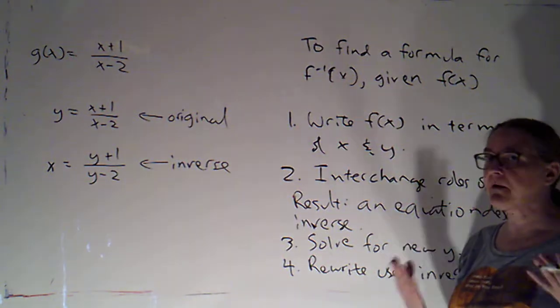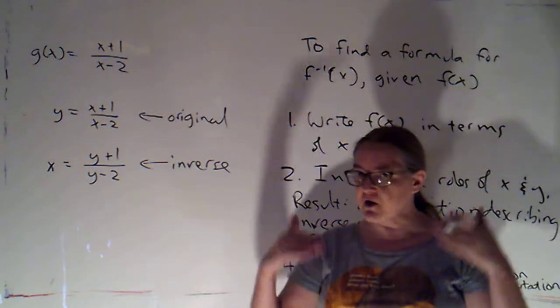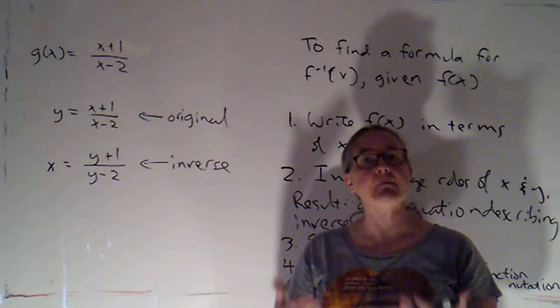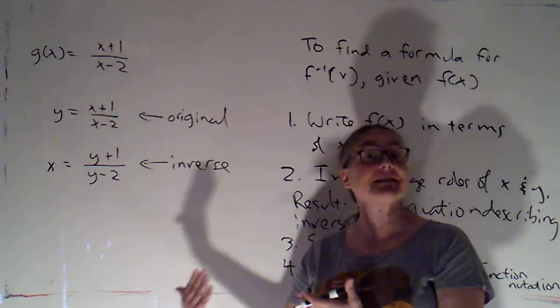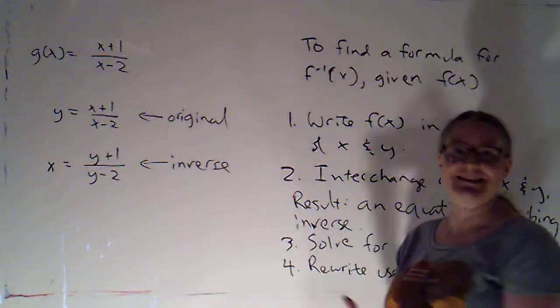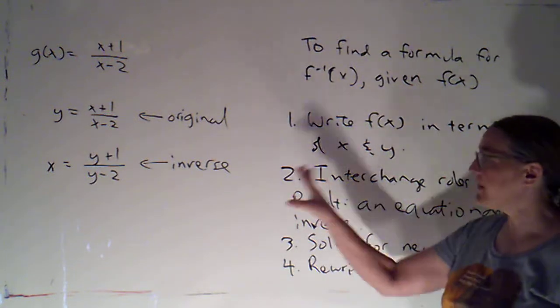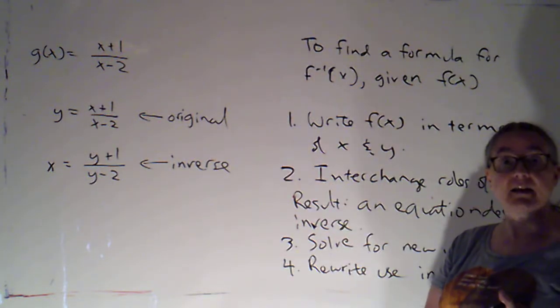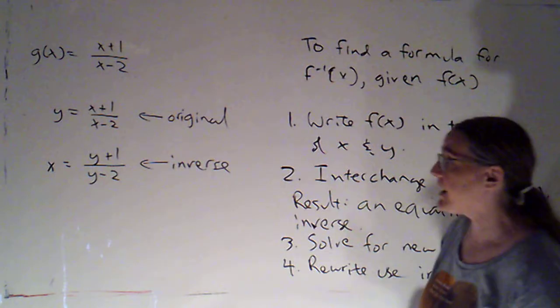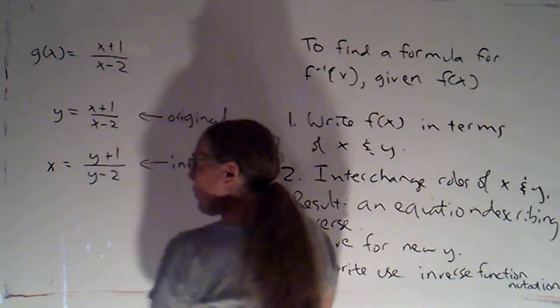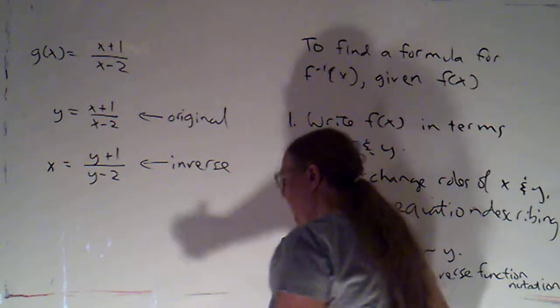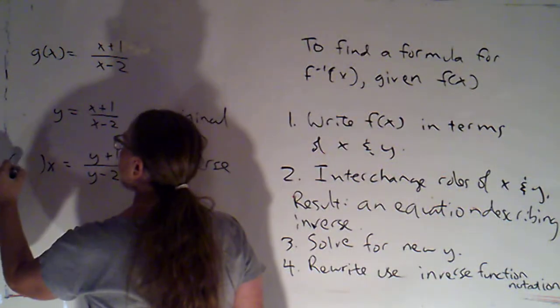Now I'm assuming that there is one. If I try to go through this process and I'm not able to uniquely solve for y, that's going to tell me that there isn't an inverse function. But if I'm able to solve for y and get a unique answer, then we'll be okay. So I would want to get the y's out of the denominator. So I would multiply both sides by y minus 2.